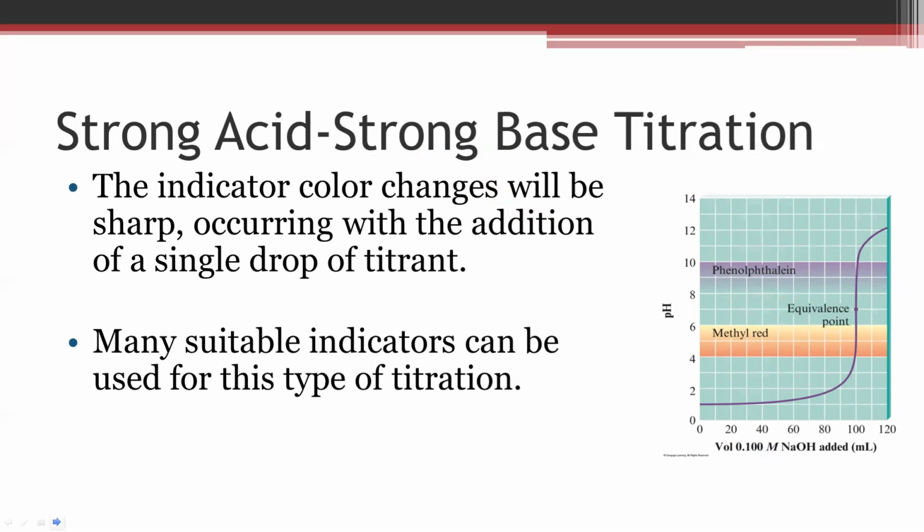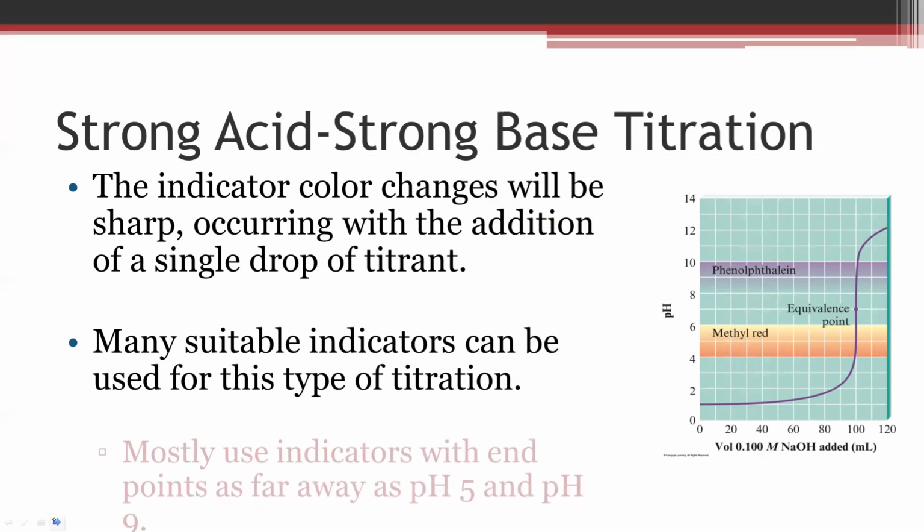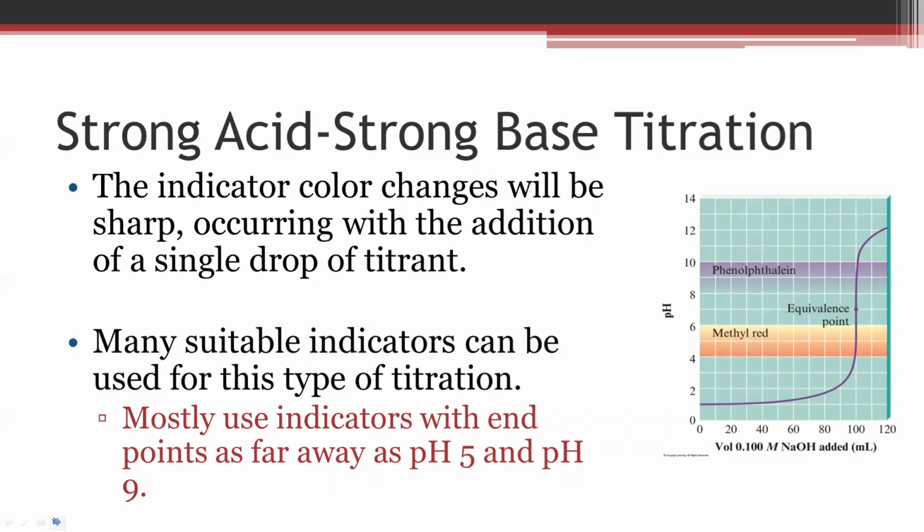So many indicators can be suitable for this type. In this graph pictured, methyl red shows that it's going to change colors right before the equivalence point, and phenolphthalein would change right after the equivalence point. So those two would show color changes around the equivalence point, so they might be good options for a strong acid, strong base situation. Usually when you're trying to pick your indicator, you pick indicators with endpoints as far away as a pH of 5 and a pH of 9, which methyl red and phenolphthalein have as their endpoint values. So you just have to pick something that changes within that range to be as close as possible to that equivalence point.